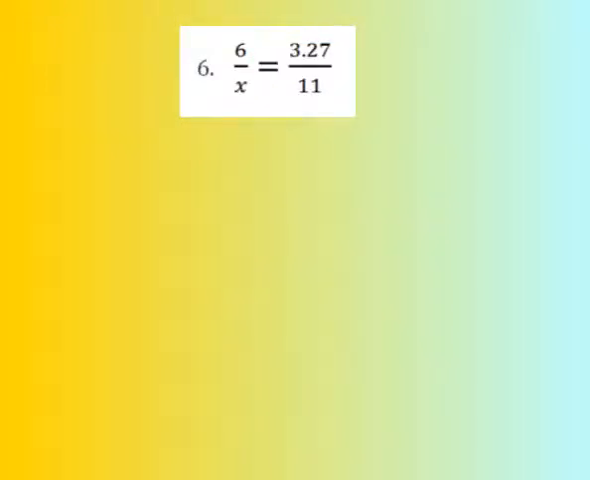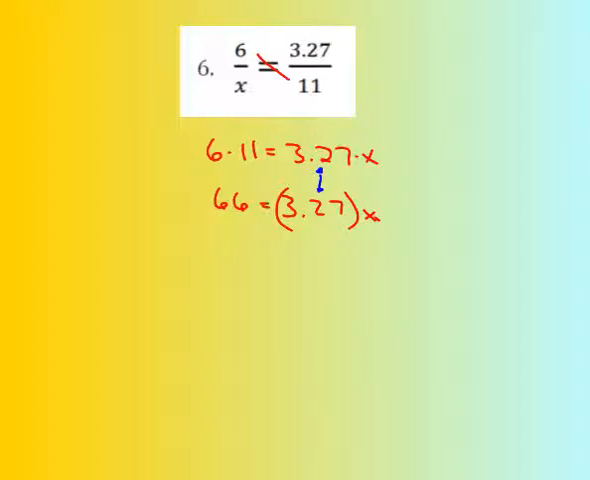Moving forward, I always go top to bottom. This is going to be 6 times 11 equals 3.27x. Remember, that's multiplying. So you're going to have 66 equal to 3.27x. Alright, so I wrote it 2 different ways here. These two are the same thing.